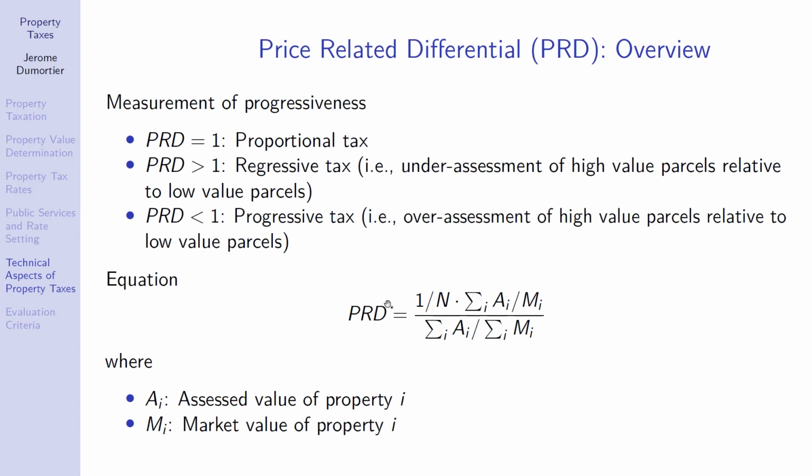Now, the price-related differential is slightly different in the sense that it measures the progressiveness of the tax. So if the PRD is equal to 1, we have a proportional tax. If it's above 1, we have a regressive tax, and if it's below 1, we have a progressive tax. So here I have taken the equation of how this is measured, but I think it is easiest if you are actually doing an example to illustrate this equation.